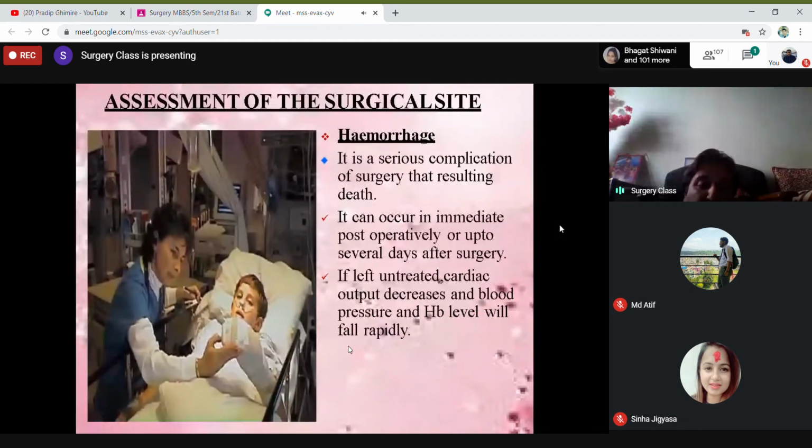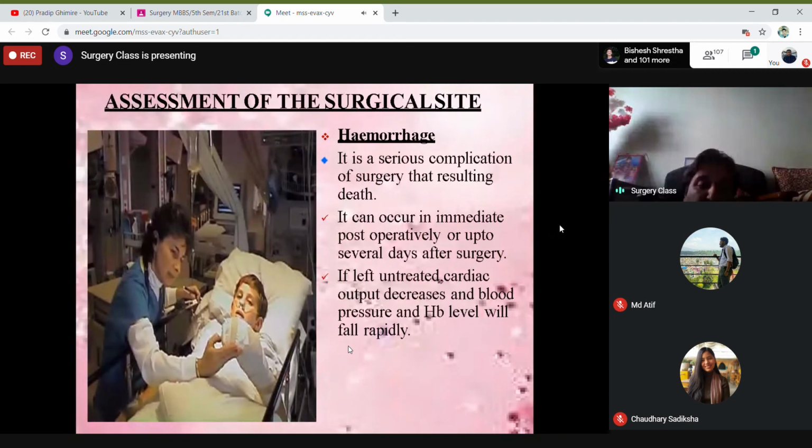Okay, so assessment of the surgical site for hemorrhage. There are various types of hemorrhage: primary, secondary, and reactionary hemorrhage. Reactionary hemorrhage usually occurs in the post-op ward, within 48 hours of surgery, because of slippage of a ligature.